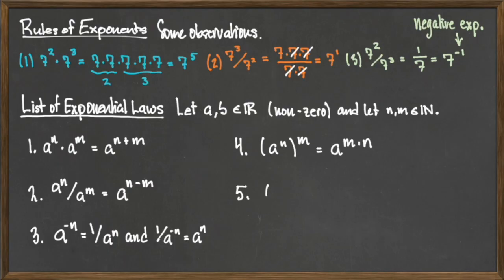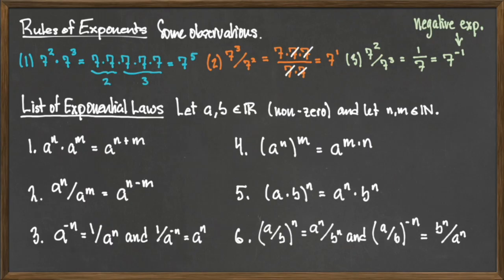Our other rules are displayed as follows. Rule number 4 says a power to a power means multiplication of the exponents. Rule number 5 says when I have a product of things raised to the nth power, that power of n applies to both a and b. And the 6th rule says that we have a similar rule as number 5, it just applies with division.